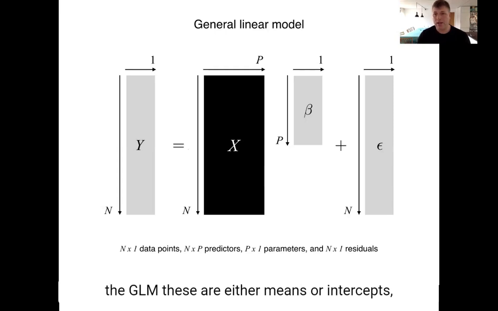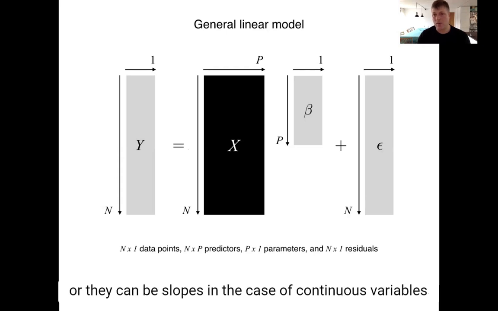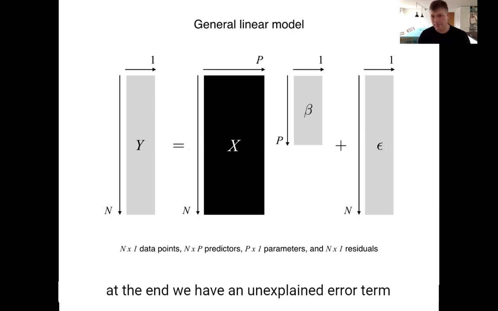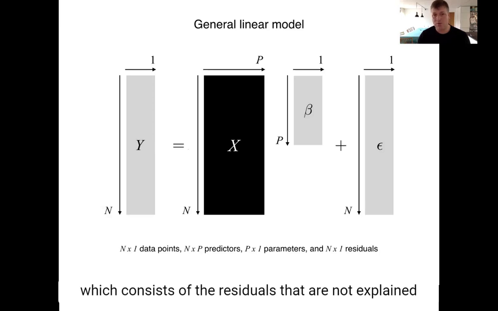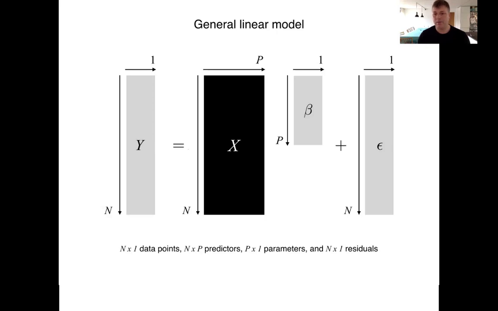In the GLM, these are usually either means, so intercepts, or they can be slopes in the case of continuous variables, such as in regression, or if we include covariates. And then at the end, we have an unexplained error term, which consists of the residuals that are not explained by x times beta, the model's prediction.